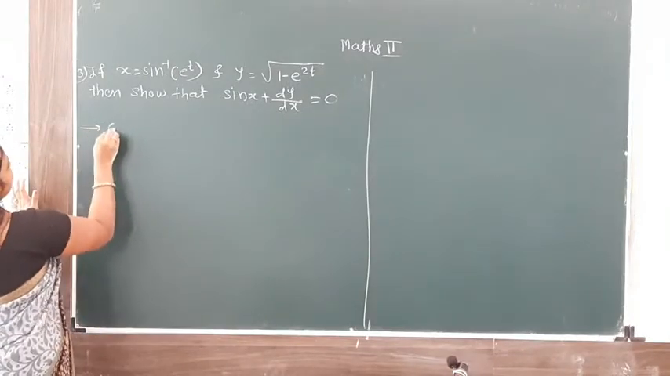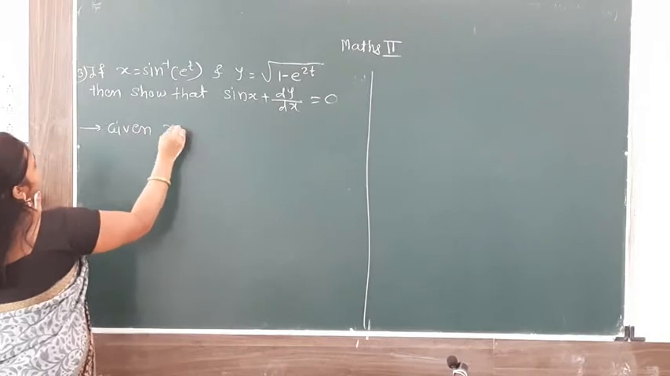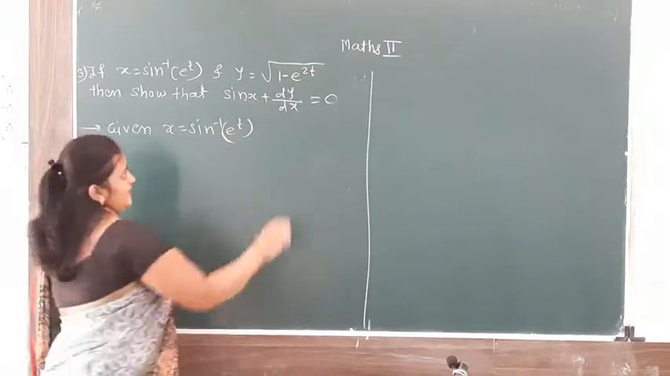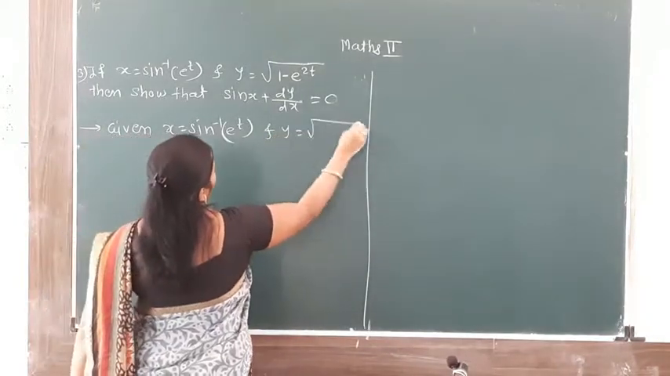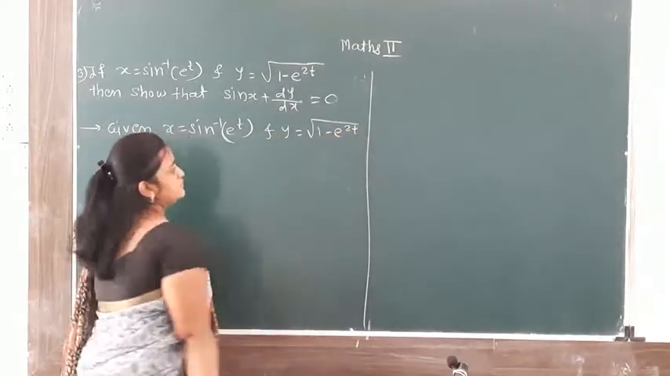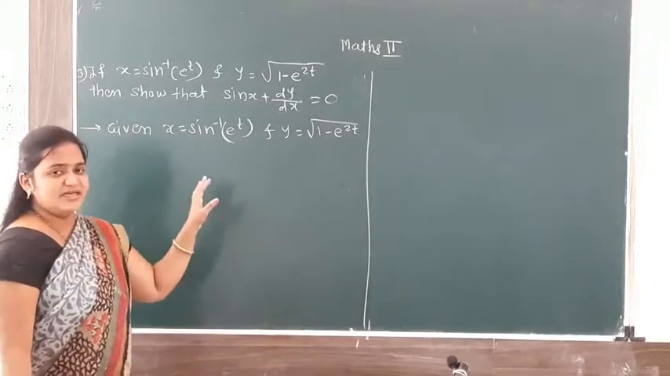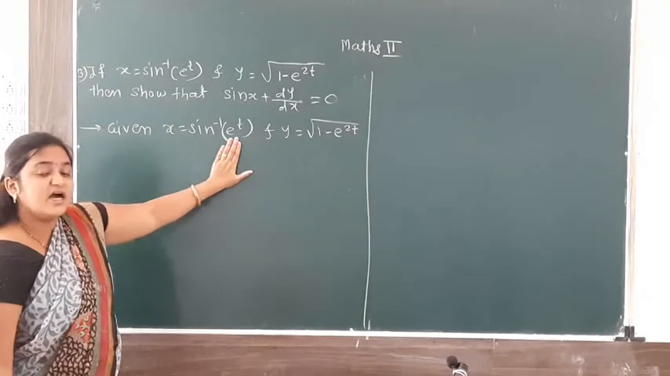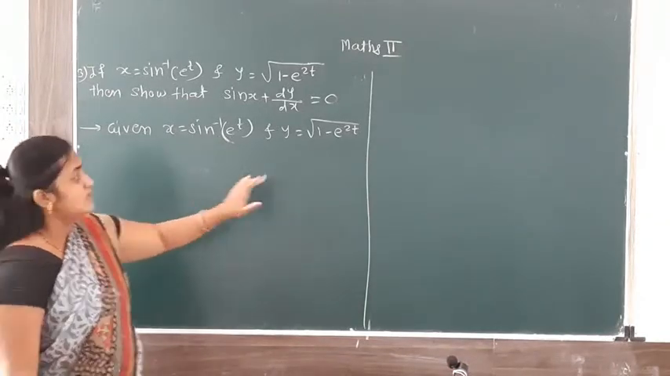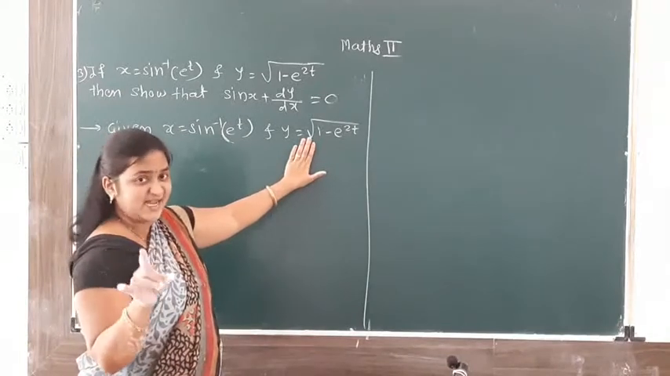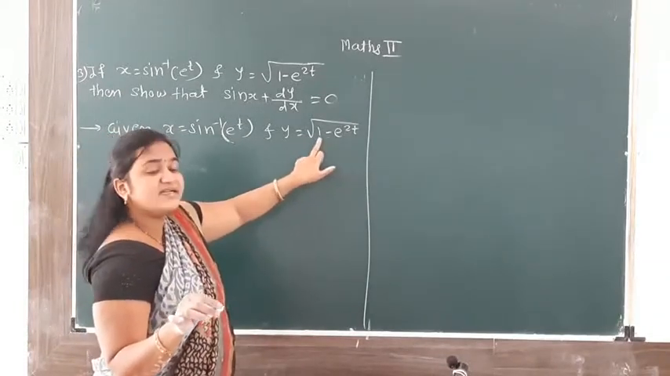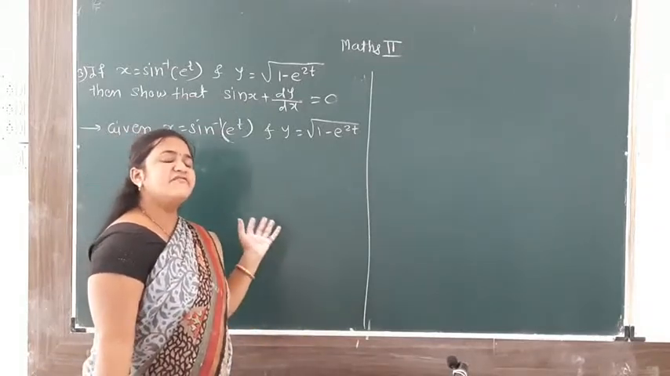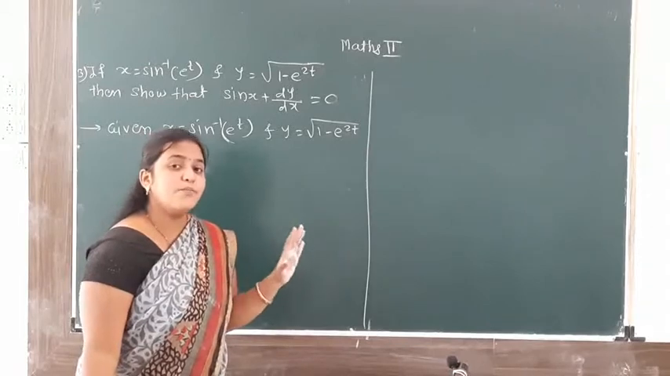So, what is given? x is equal to sine inverse of e raised to t and y is equal to square root of 1 minus e raised to 2t. Both functions here are composite, because sine inverse is a standard function, but here it is not t, it is e raised to t. Similarly, the root function is standard, but here t is replaced by 1 minus e raised to 2t. So again we can differentiate using the composite form.